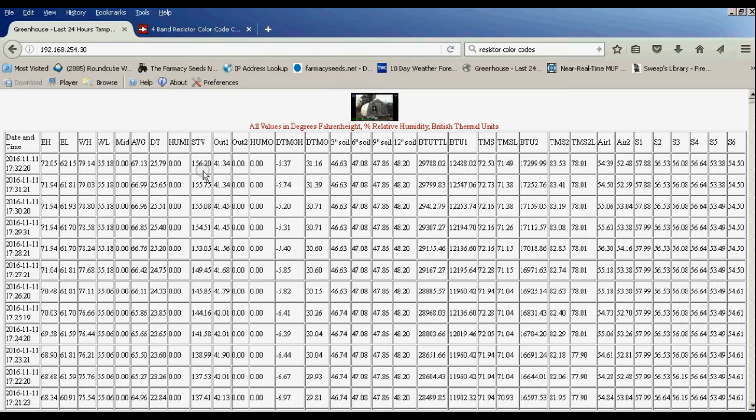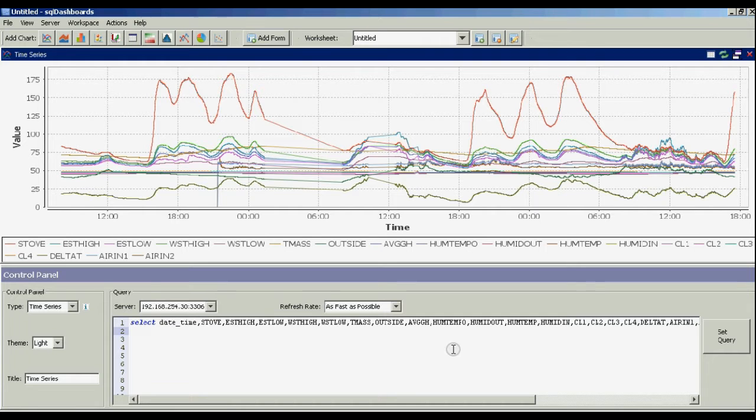So I know this data, all in these charts, unless you know what the sensors are and where they should be and that sort of thing, it's really hard to understand. But that's why everything goes into the charts, like so. So this is showing everything, including date, time, stove, east high and low, west high and low, thermal mass, outside temperature, average greenhouse temperature, and I have humidity temperature in and out in there right now.